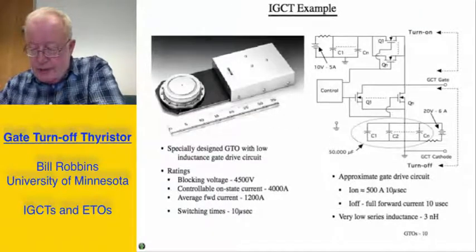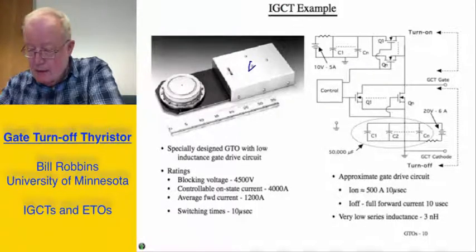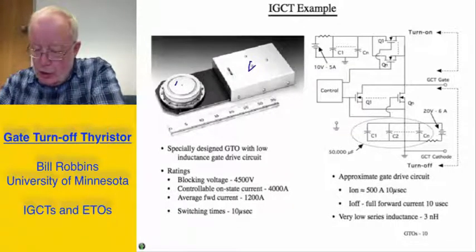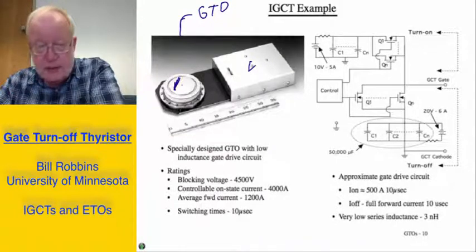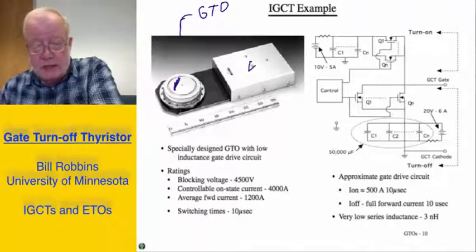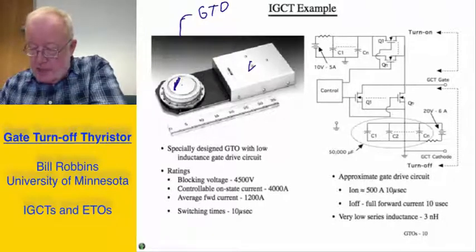You'll note here's the circuit board, here's the external drive circuitry right here. Here is the GTO itself, or the modified GTO circuit. I guess it isn't showing up very well, but I'm trying to draw a line indicating this circular area here where the GTO is. It's a specially designed GTO with a low inductance gate drive circuit.